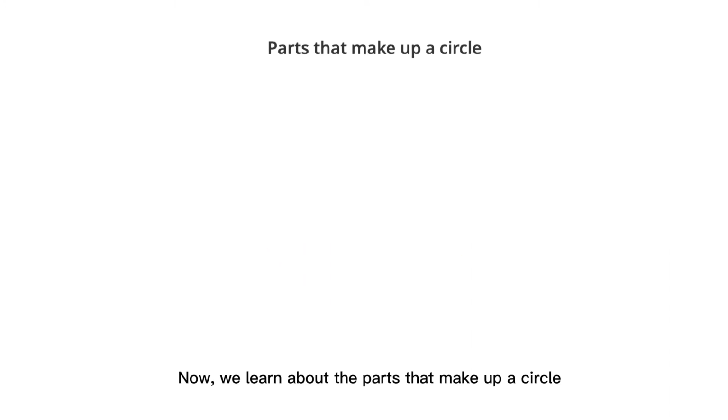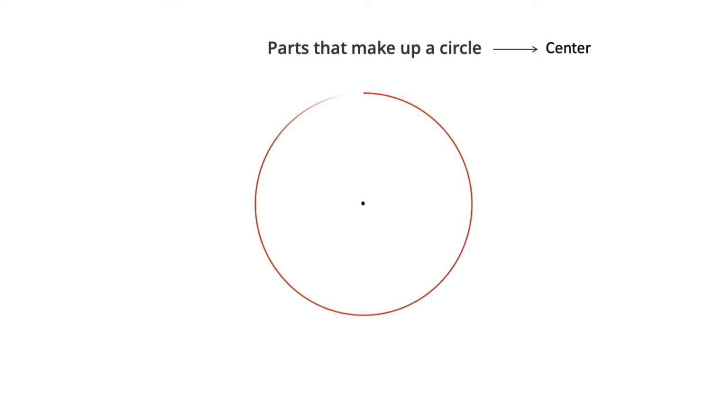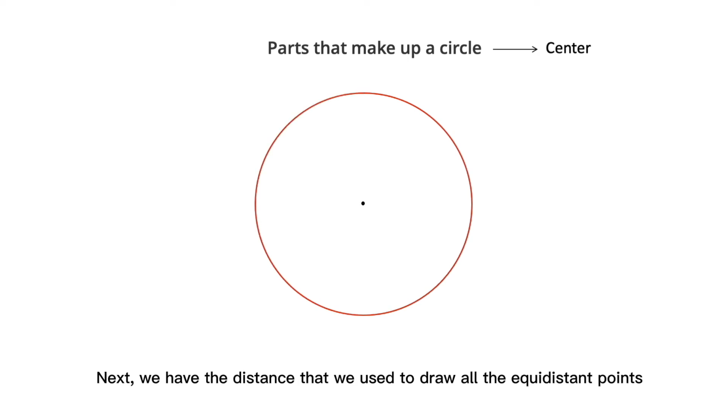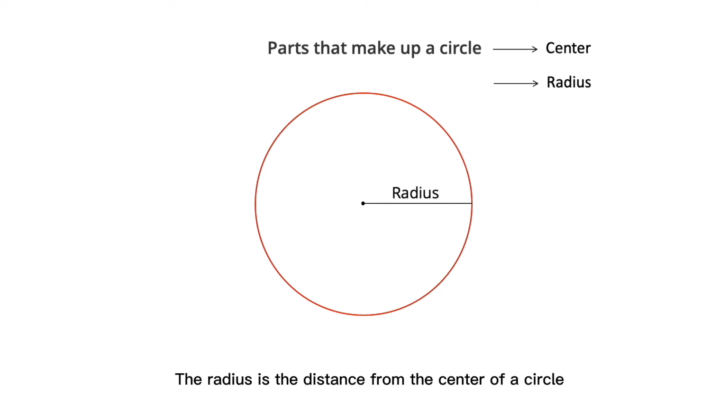Now, we learn about the parts that make up a circle. First of all, we have the original point that we started with. That is called the center, the origin of the circle. Next, we have the distance that we use to draw all the equidistant points from the center. That distance is called the radius. The radius is the distance from the center of a circle to any other point on the perimeter of that circle.